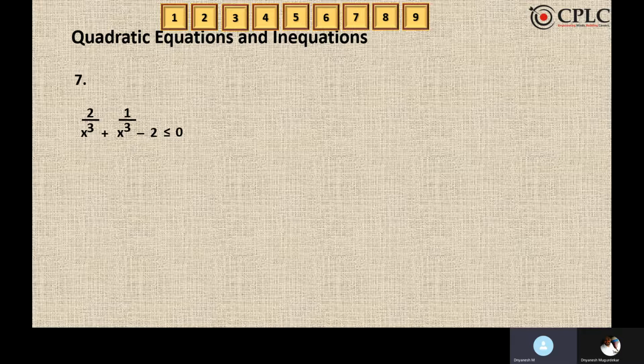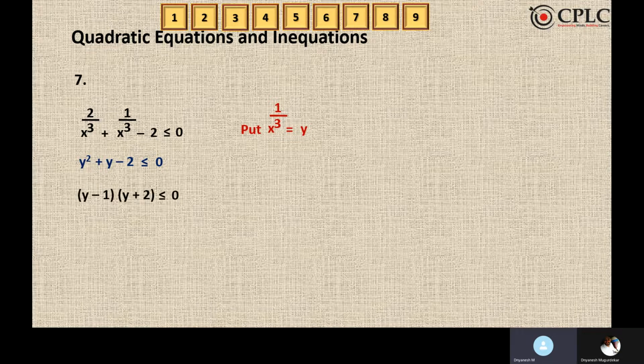And what you can do is substitute x raised to 1 by 3 by some variable. So let that be y. When we replace x raised to 1 by 3 by y, we get a proper quadratic, which is y square plus y minus 2 is less than or equal to 0. So it is a simple quadratic; when we try to orally factorize, we have product as minus 2 and sum as minus 1. The numbers that will satisfy are minus 2 and plus 1. So the roots are minus 2 and plus 1, and the sign is less than.